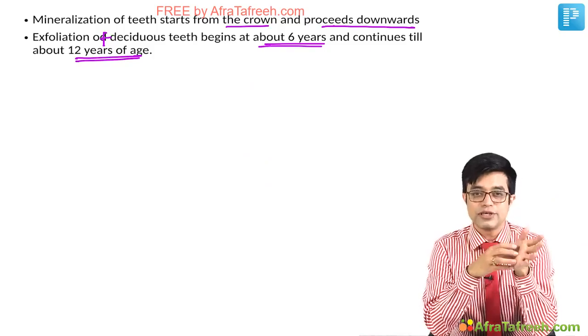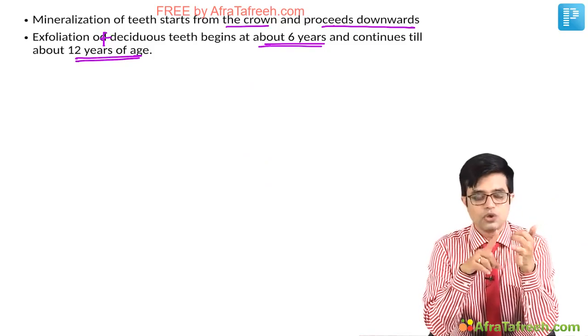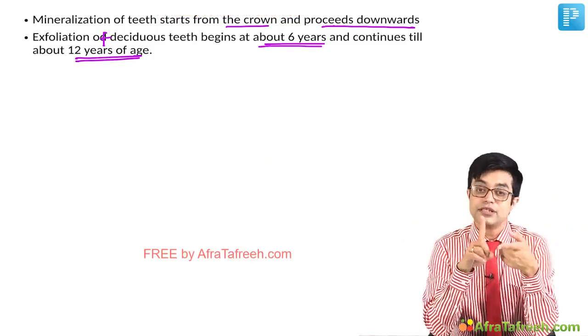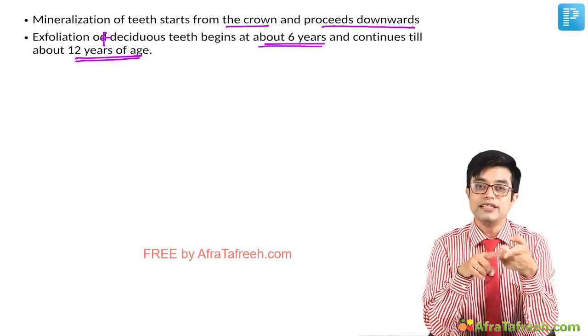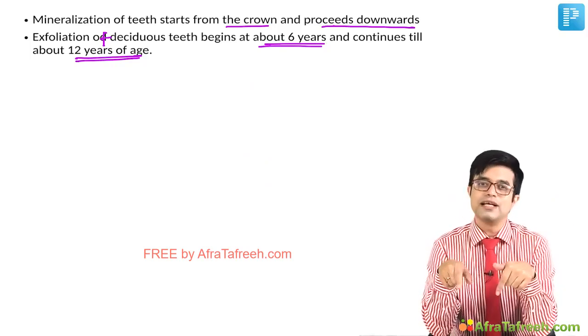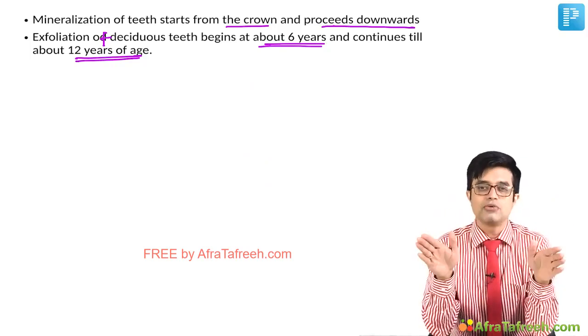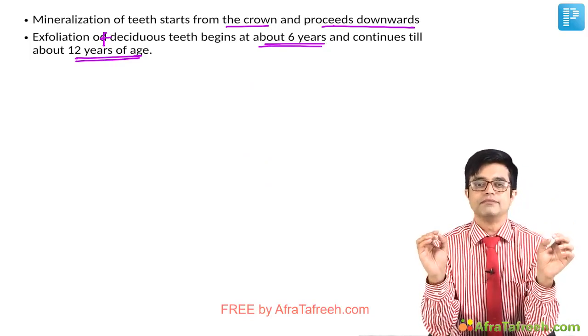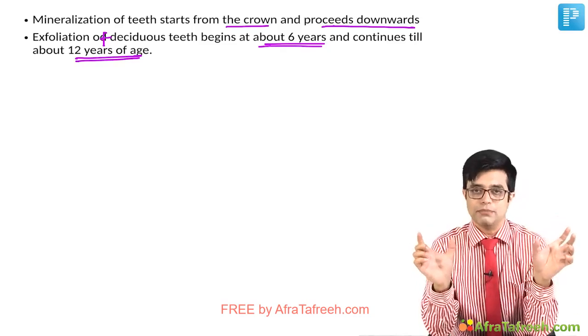So 6 months of age onwards, temporary teeth start. 2.5 to 3 years, all temporary teeth are present. 6 years of age onwards, temporary teeth start falling down and permanent teeth start coming in. By 12 years of age, all temporary teeth have gone away. These are the facts that you need to remember, right?